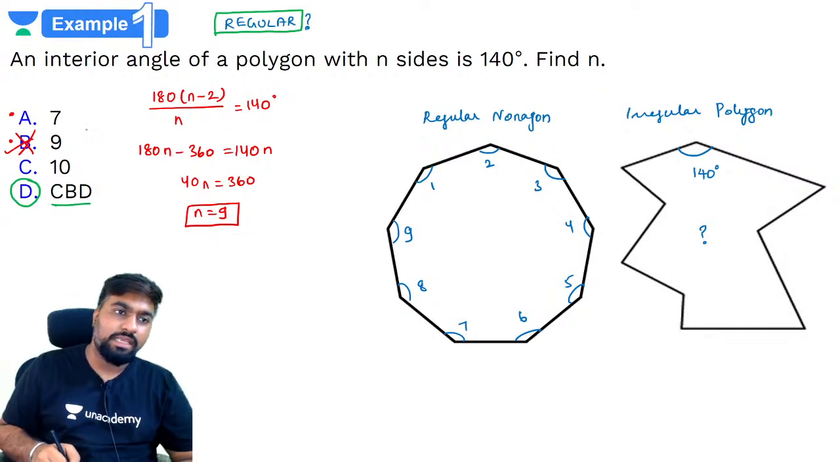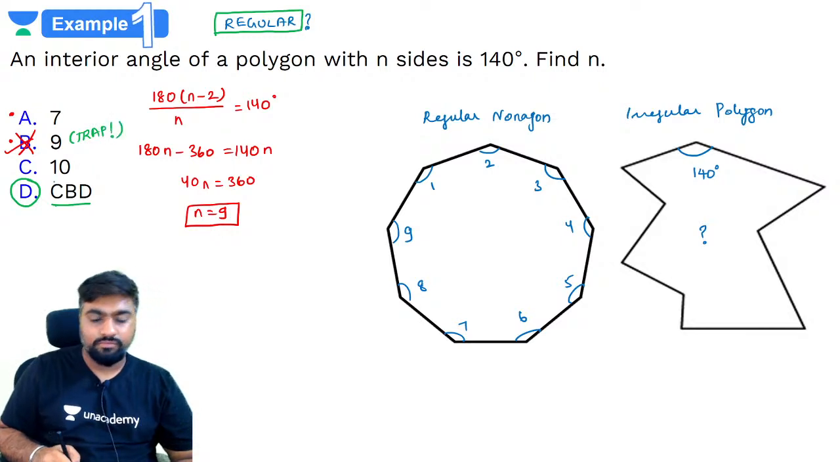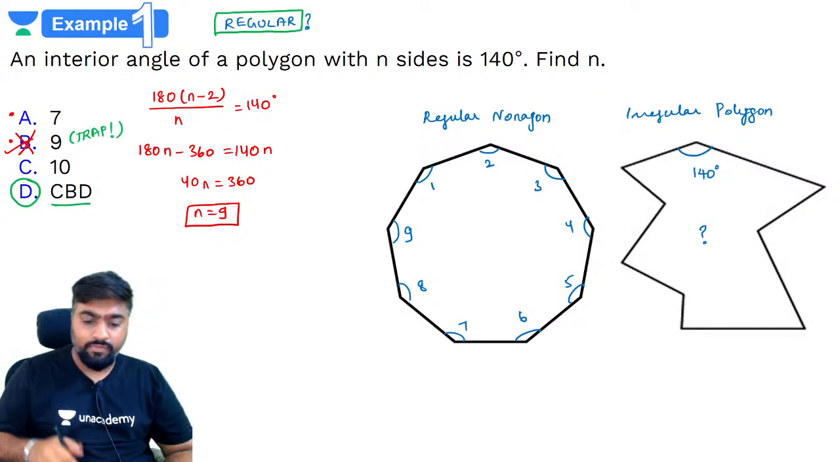So option B, 9 is actually a trap. Okay, read the question carefully, don't be in a rush.